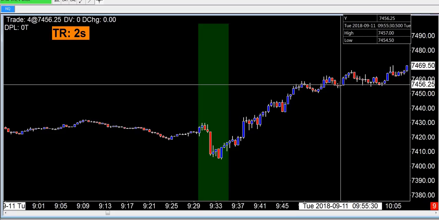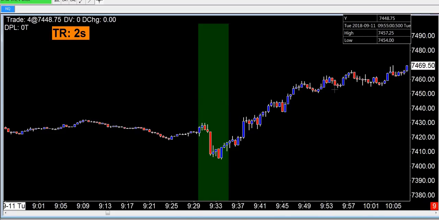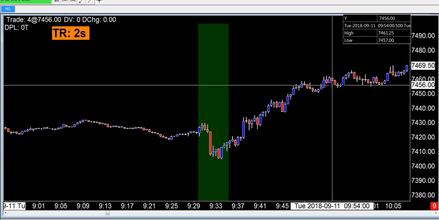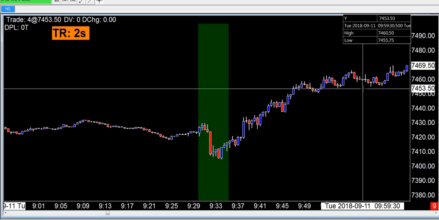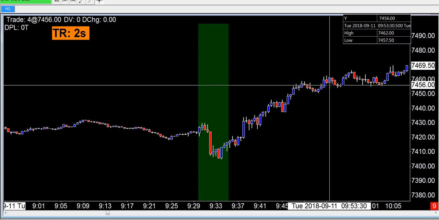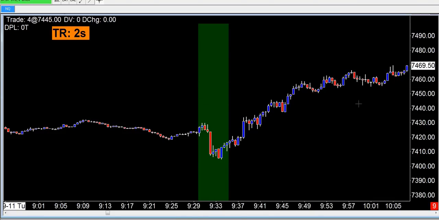Now you get in over here at 56 and a. Where's that candle here? Right there, 56 even, and connects at 55.75, and there's 25 ticks. Doesn't look like much, but it certainly gets up there.